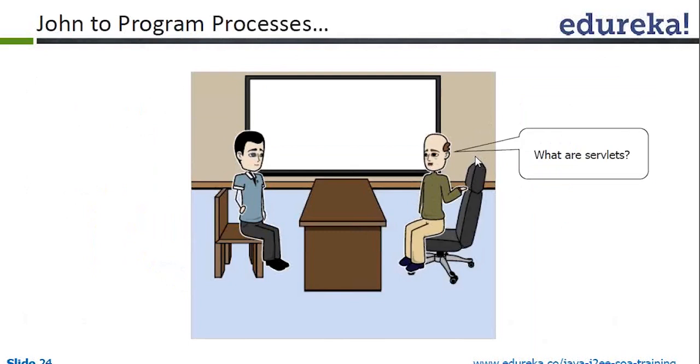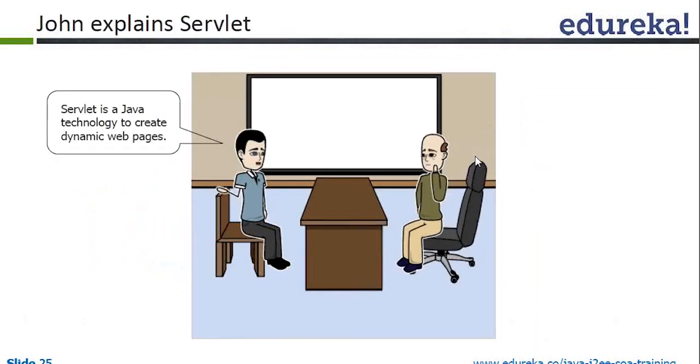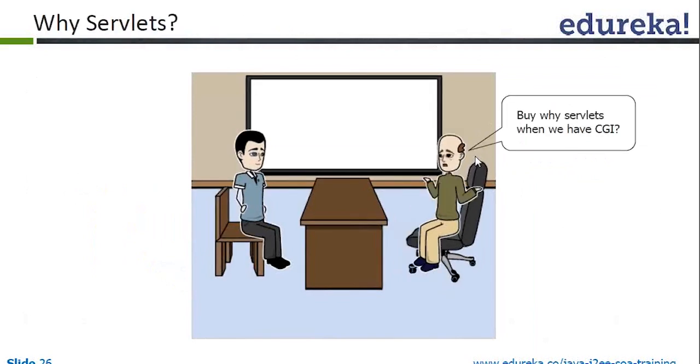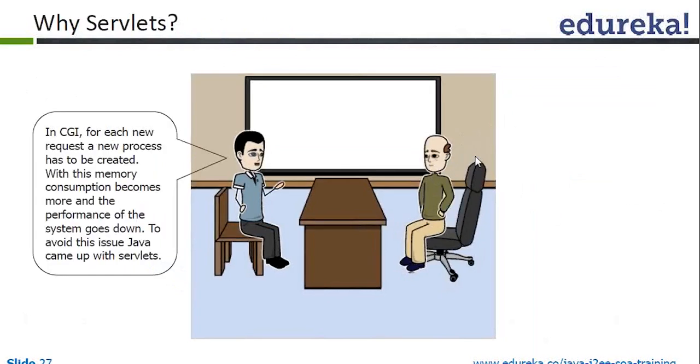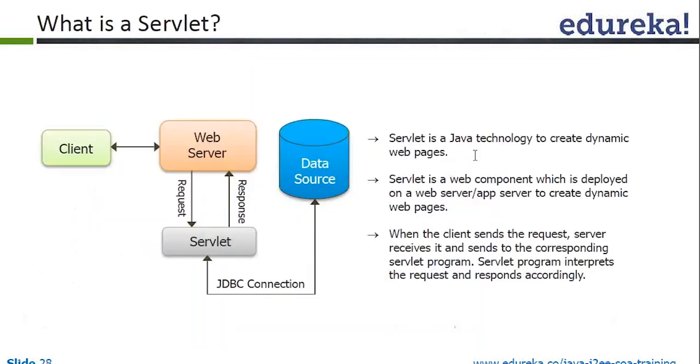Now his boss asks, what is a servlet? Then he responds, a servlet is a Java technology to create dynamic web pages. Then he says, but why servlets? Why, when we have CGI? He responds, in CGI, for each new request, a new process had to be created. With this, memory consumption becomes more and the performance of the system goes down. To avoid this issue, Java came up with servlets.